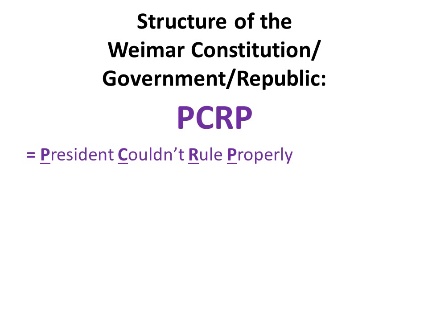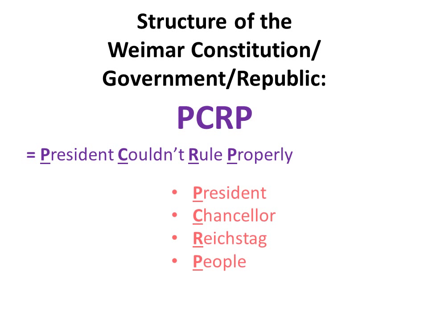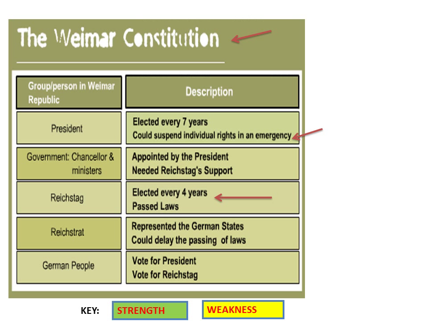So if you were to get a key features question about the structure of the Weimar government, you could just remember the president couldn't rule properly, and that stands for P, the president, C, the Chancellor, R, the Reichstag, and P, the people.